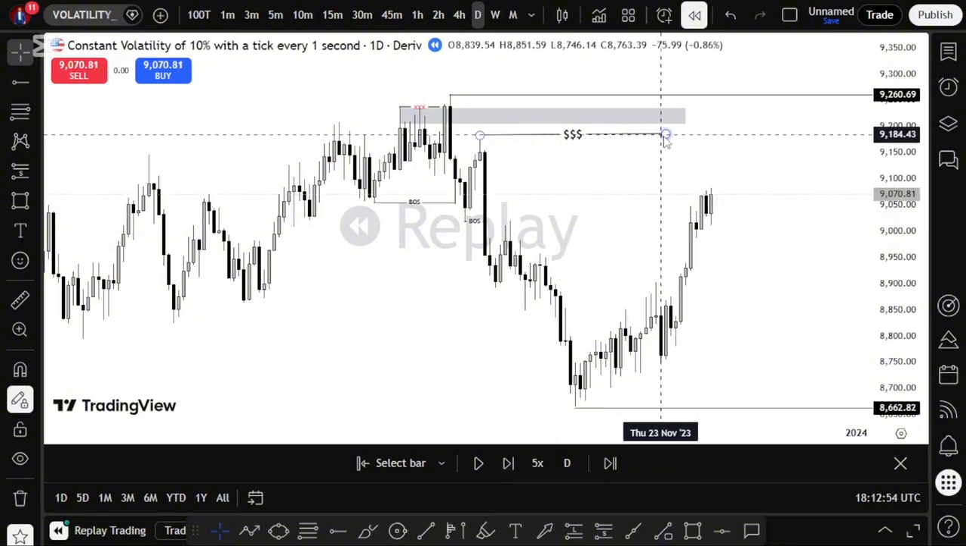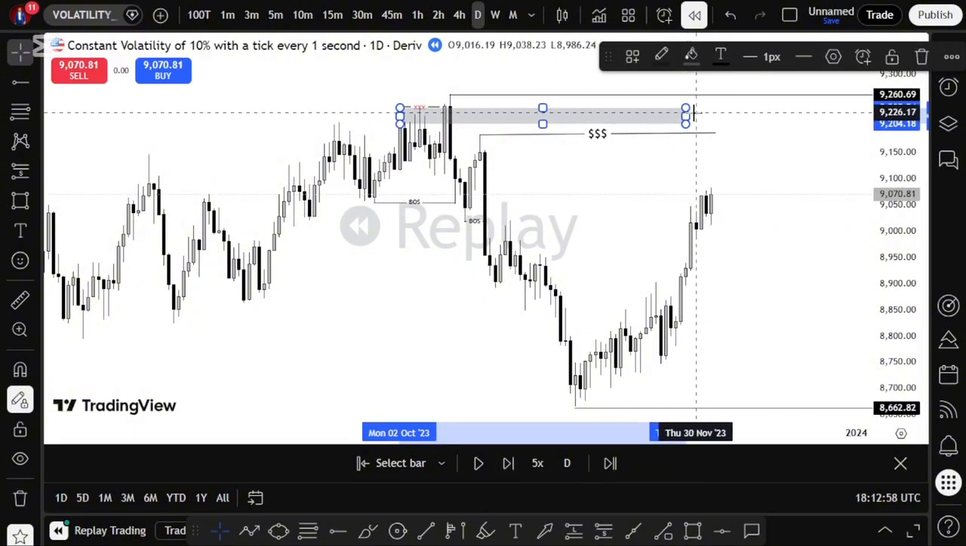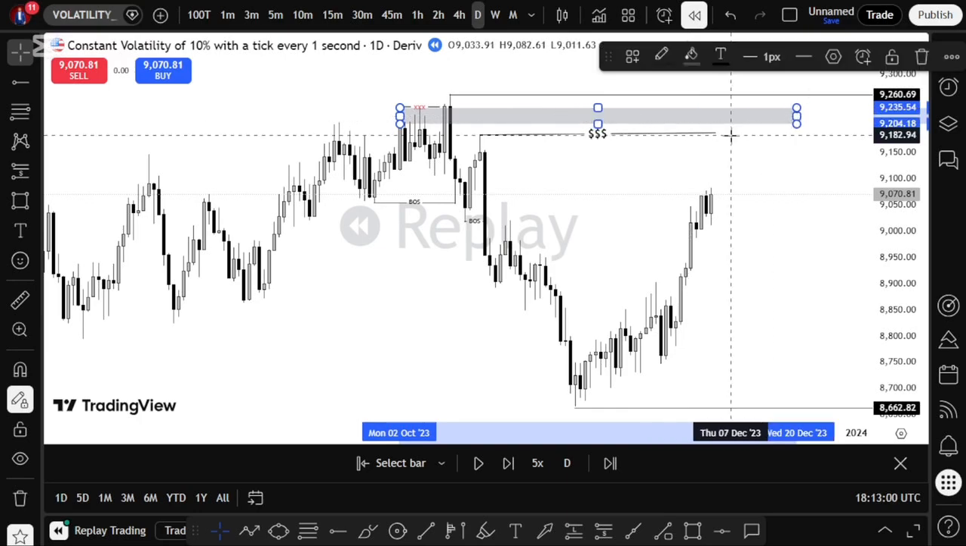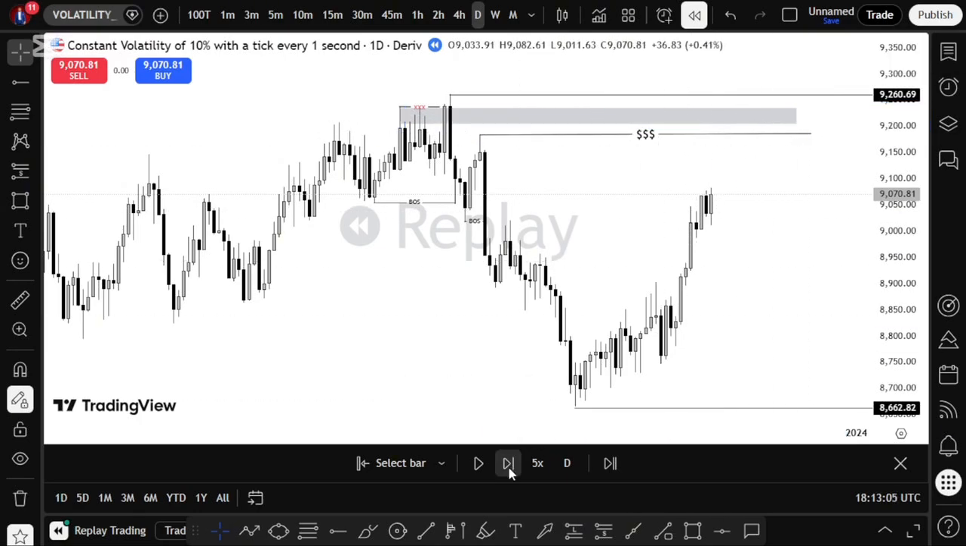All right, the market is coming to our area of interest. Our area is our supply zone. Let's extend it to the left. Okay, all right, let's see. Okay, the market touches our POI. I was supposed to take the trade, yeah.